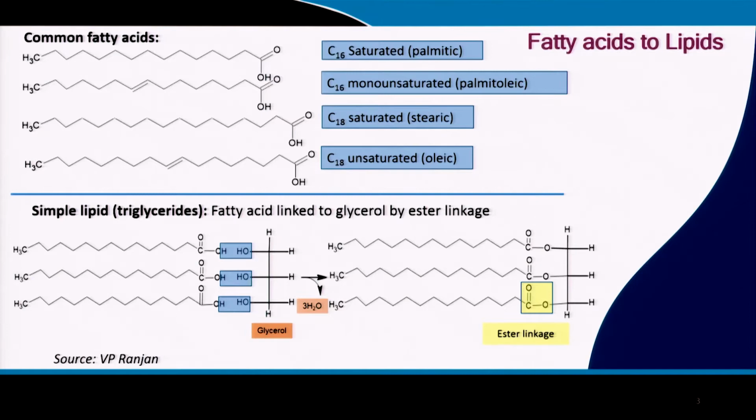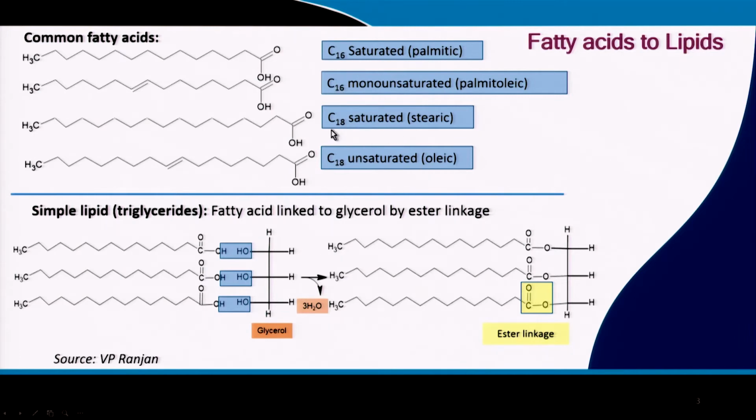Okay, so coming to the next set of polymers, we now look at the monomers that are related to lipids. What we have here in this slide are 4 examples of some common fatty acids. Some of them are saturated. You can see the first one, palmitic fatty acid, is a completely saturated C16 molecule, and then we come to palmitoleic fatty acid, which has one unsaturated bond. So that's a mono unsaturated fatty acid. It's also a C16 molecule.